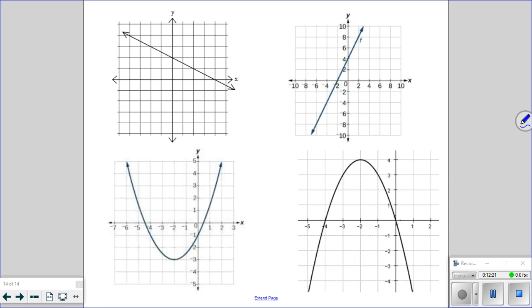So the first thing you're going to do, everywhere you have a function that crosses the x-axis, you're going to put a vertical line, or your vertical asymptote. So this graph crosses right here. So we're going to put a vertical asymptote here.